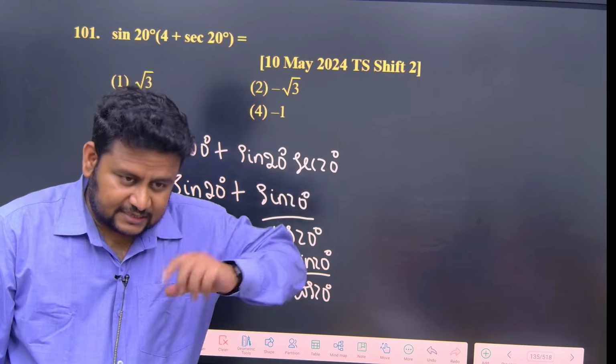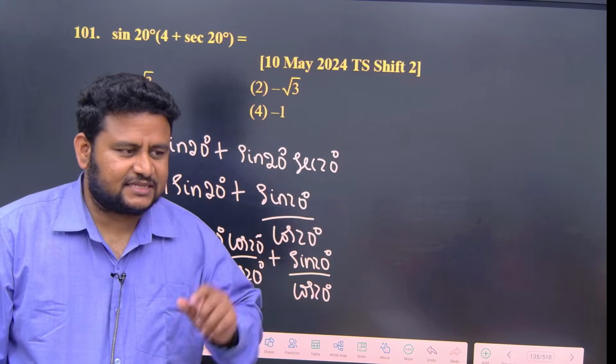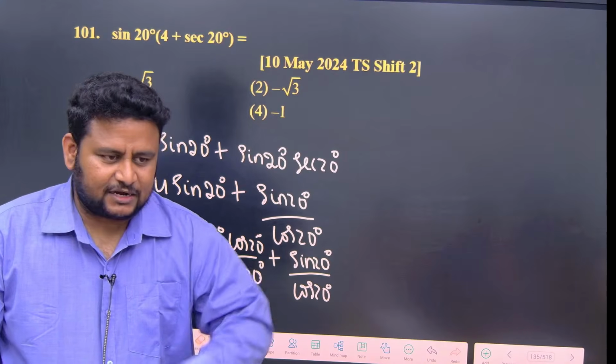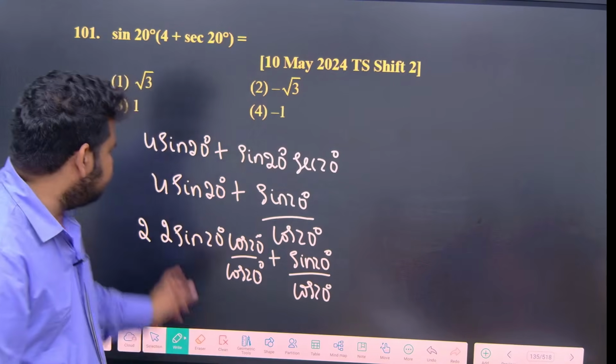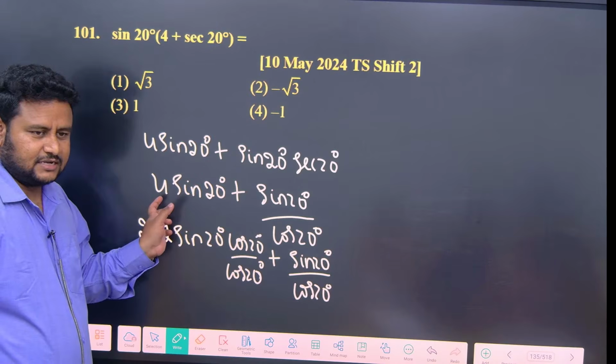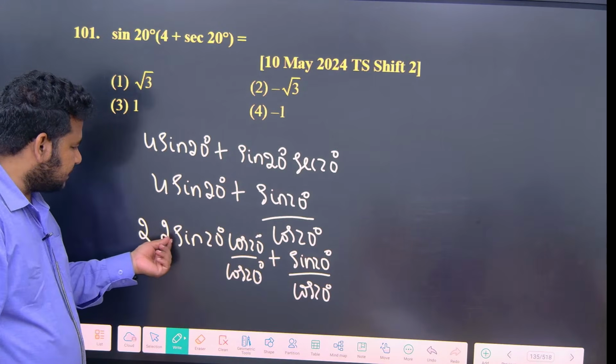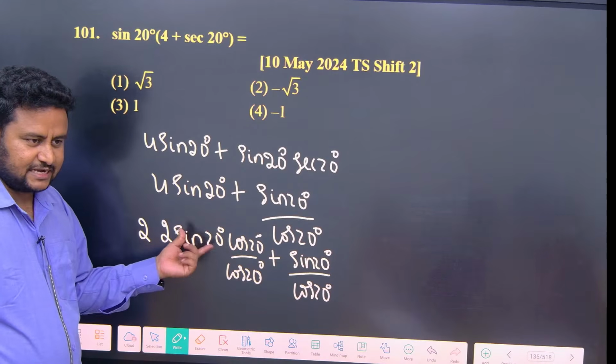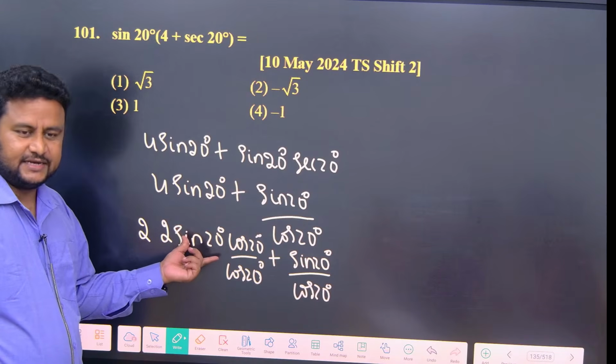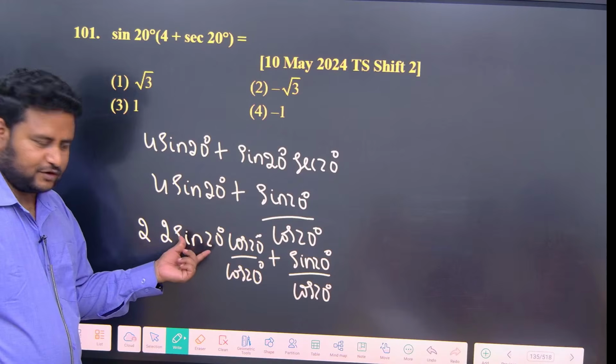If tan comes, if secant is there, then we will do: if secant is there, make it tan, or if tan is there, make it secant. But here sin is there, so we will keep it as it is. So what will happen? 2 sin A cos A. 2 sin A cos A is what? Sin 2A. So sin 40 degree it will become.